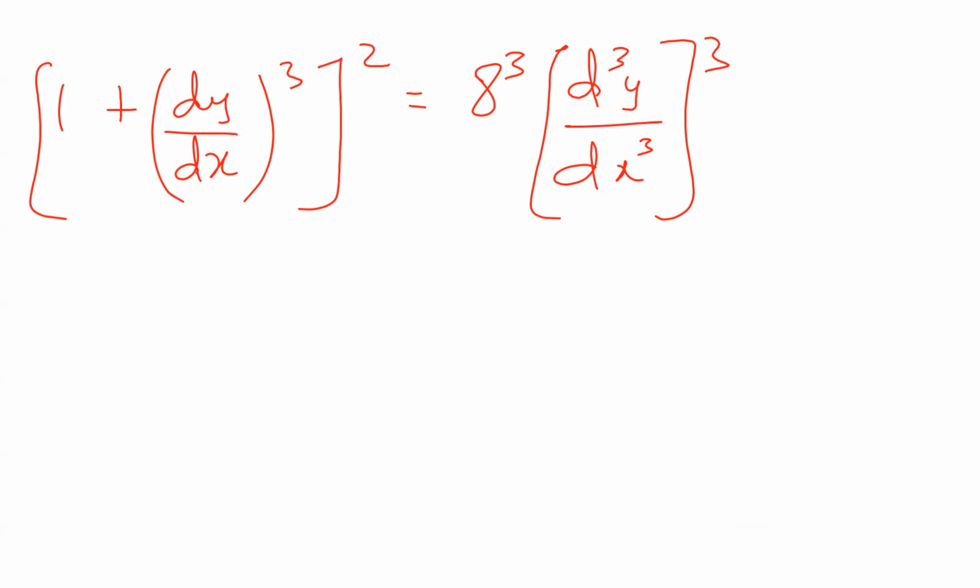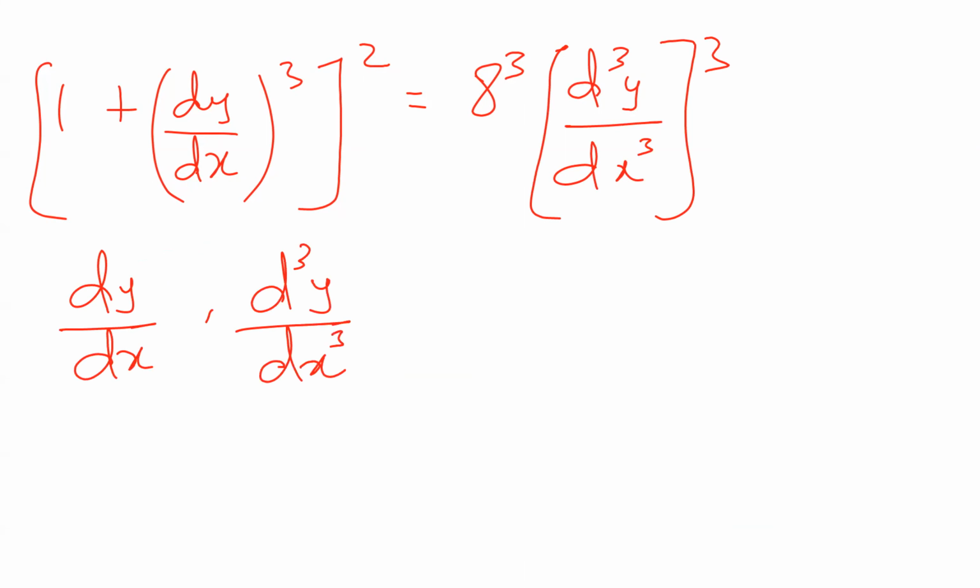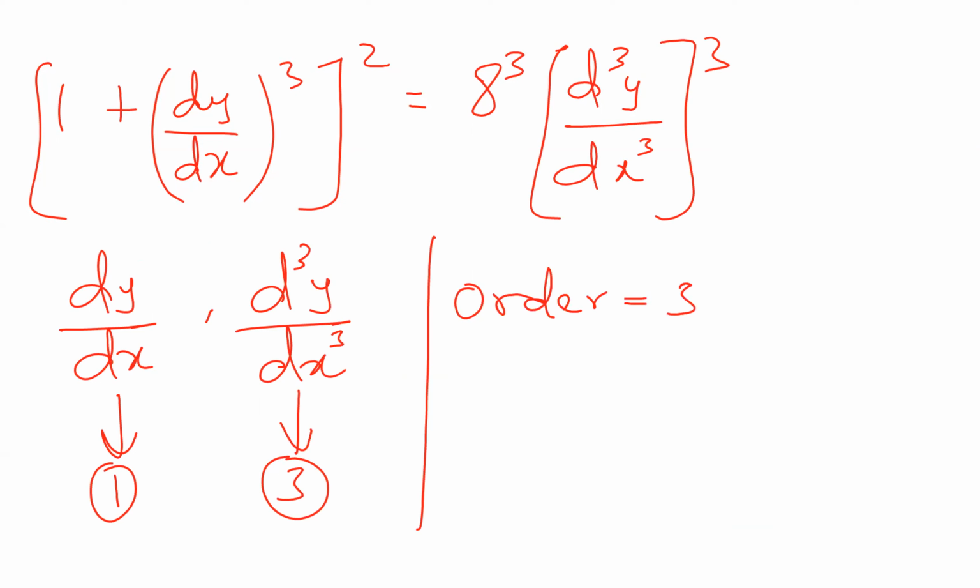So look at the differential equation. There are two differentials, dy by dx and d cube y by dx cube. So this is the first order derivative, this is the third order derivative. So the order of the differential equation is 3. It has to be the maximum order out of the two. Then go to d cube y by dx cube. The overall power of d cube y upon dx cube is 3, right? So the degree of this differential equation becomes 3. Fine.